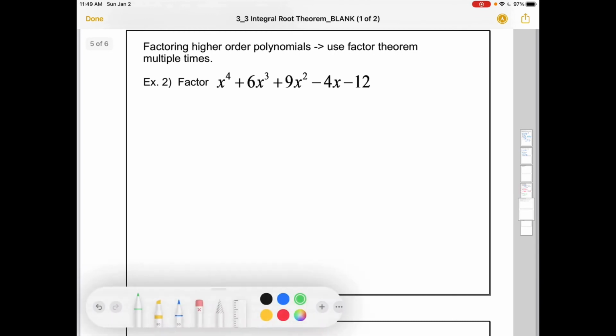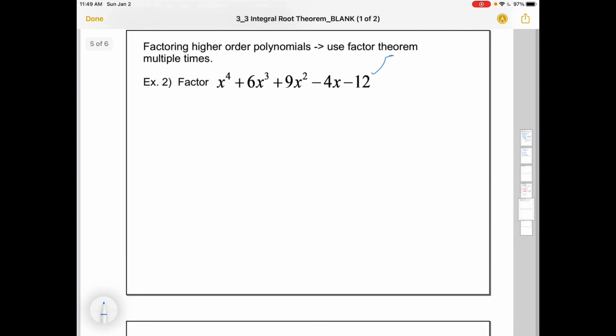That brings us to factoring higher order polynomials, so stuff that's bigger than a cubic. So here we'd have to think of all the factors of -12. Now this one does not have a greatest common factor, so we don't have to take that out. Factors of 12 are 1, 2, 3, 4, 6, and 12. And sometimes people despair here and go, oh my gosh, that's so many things to check. No, you just need to check until you find one that works.